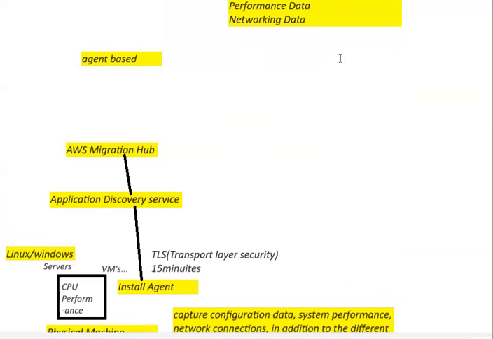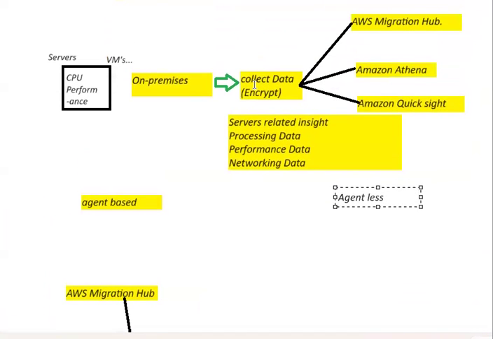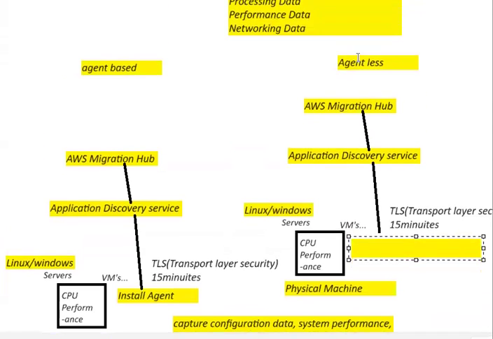Let us see agentless discovery service. Let us see agentless data collection for this application discovery service. This agentless data collection is also the same as agent based, but the only difference is that here we will install an .ova file.